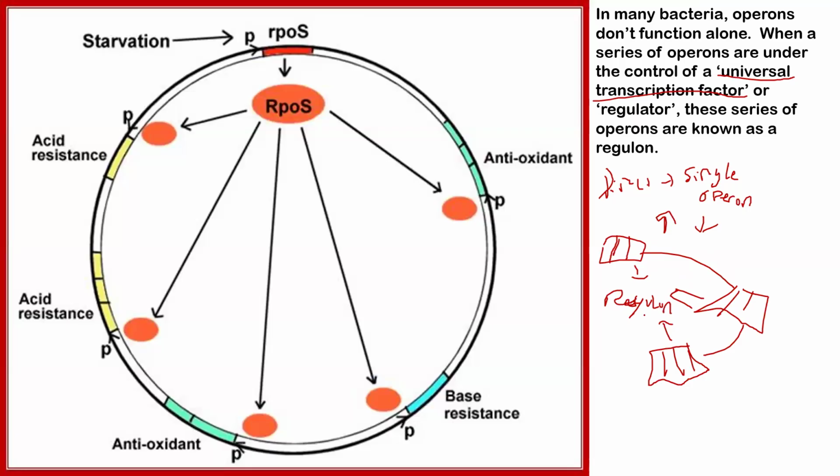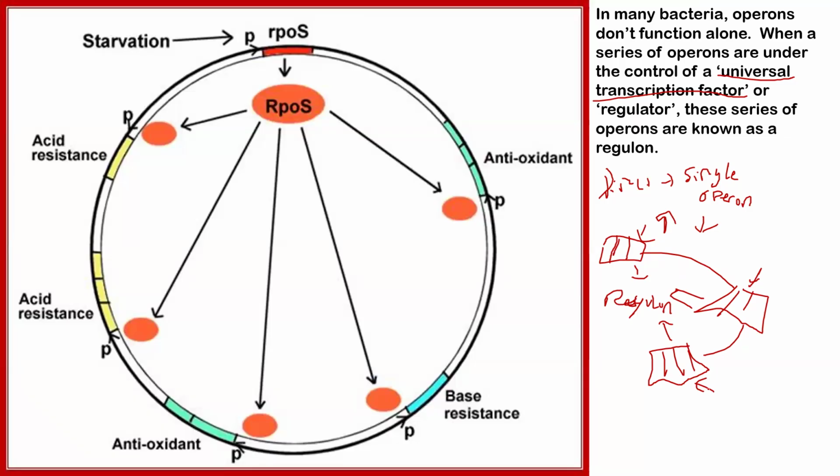And a regulon basically is genes that are in different locations on the chromosome that are coordinately regulated by the same set of signals. So they're not all in the same place, but they're all regulated by a series of transcription factors, which are responsive to a particular set of signals.